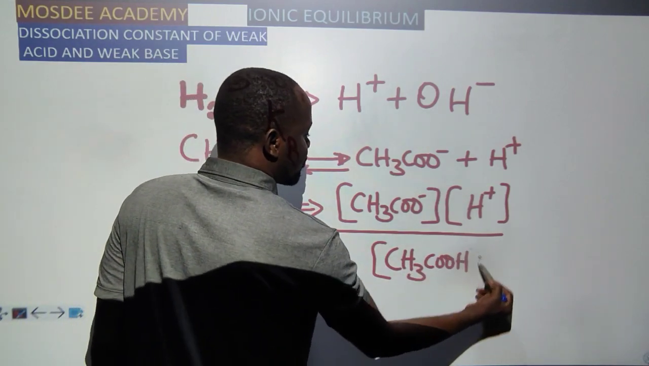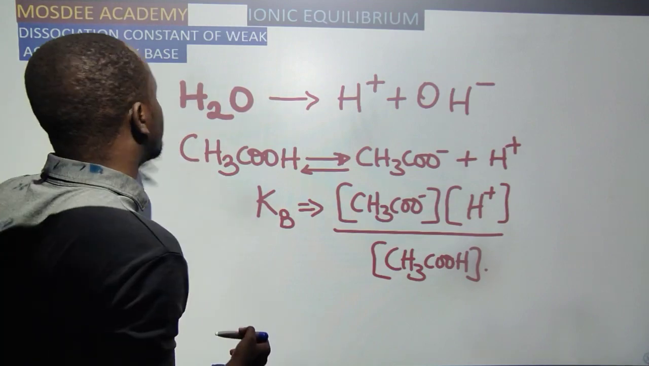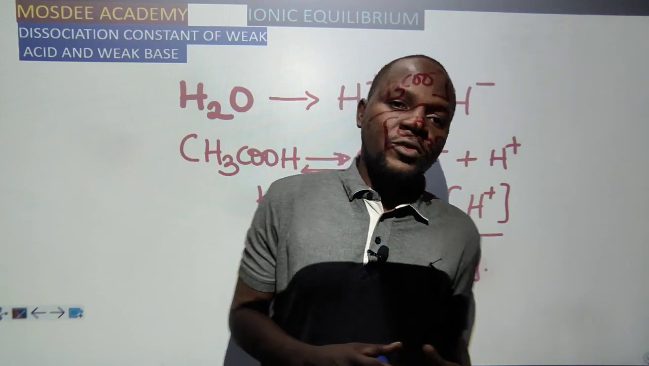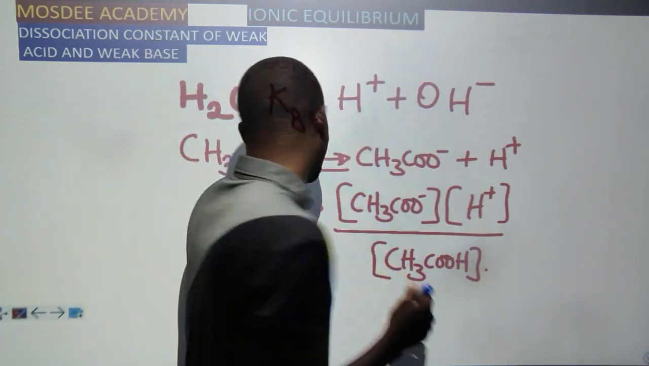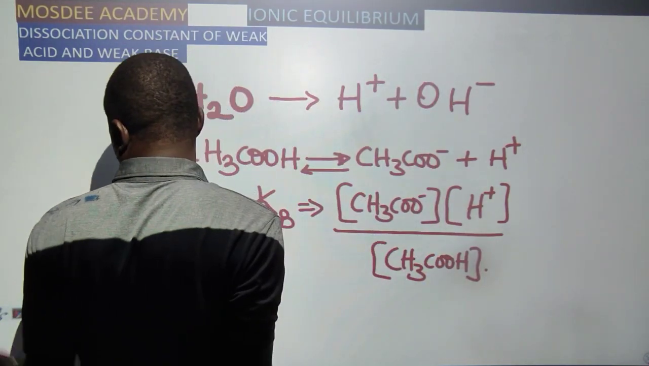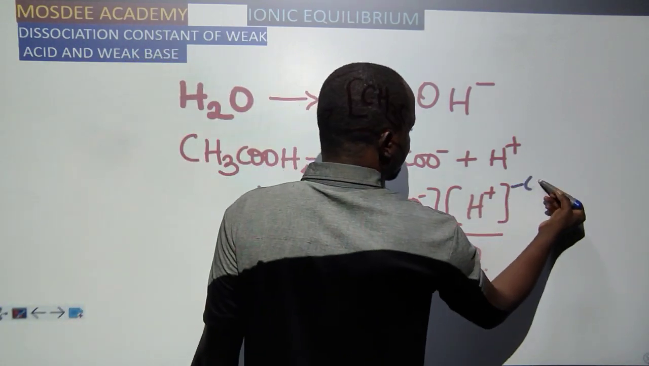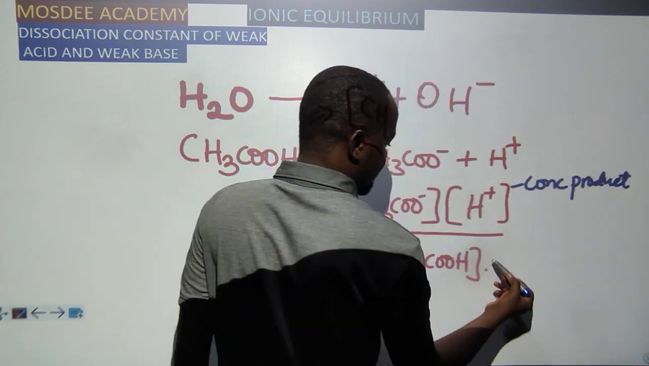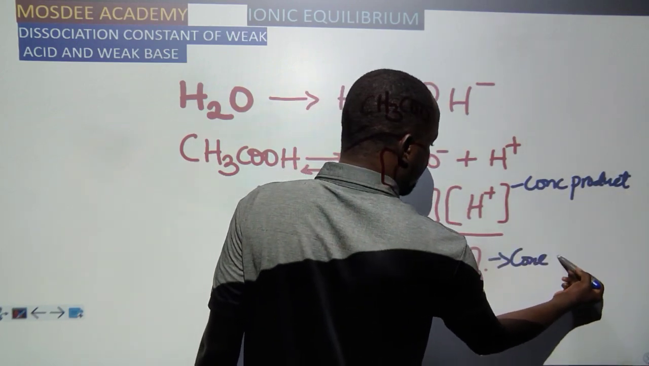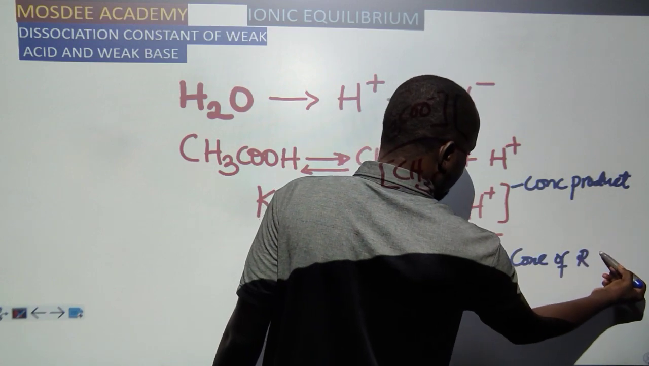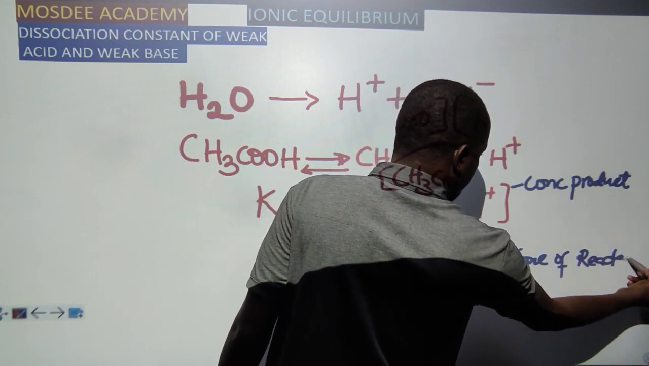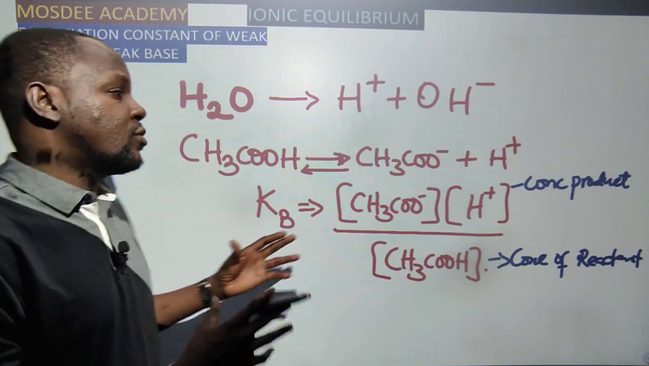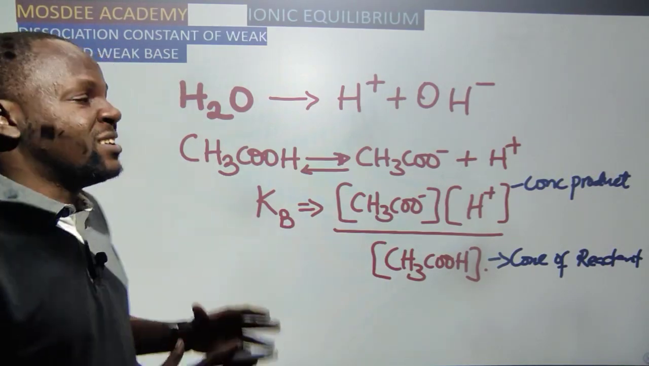So what I'm trying to say here is that if you want to write the dissociation rate of an acid or of a base, it is always the concentration of the products over the concentration of the reactants. So always keep that in mind. This is very, very important. I hope students can see this. So this is what we want to talk about, writing the dissociation rate.